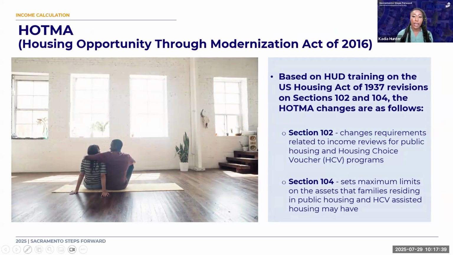Section 102 tweaks how we do income reviews for public housing and the Housing Choice Voucher programs, making sure we're accurate and up to date. Then there's Section 104, which put caps on assets for families in these programs. Why does this matter, you might ask? Well, it prevents folks with too many assets from qualifying, keeping resources for those who need them most.